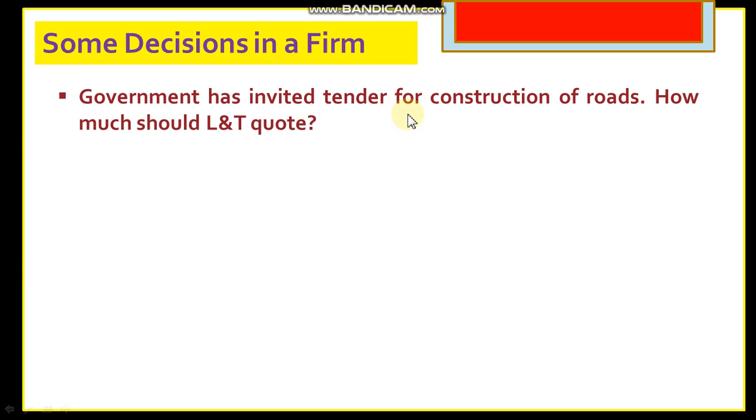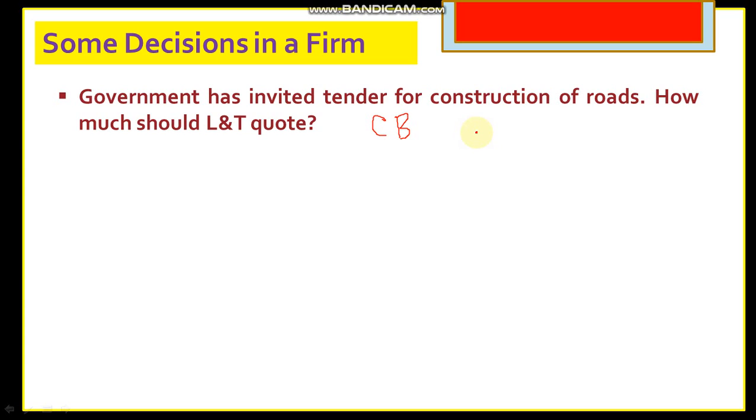Suppose government has invited tender for construction of roads. How much should a construction company like Larsen and Toubro quote? So it's a problem of what in finance we call capital budgeting, right? So basically there is a call for contract, and I need to quote a certain amount, a certain price. That means I'm considering my investment into that, I'm considering my profit into that, and I'm also considering that these investments and profits and cash flows are all going to happen in the future. So nothing has happened today, all are going to happen in the future.